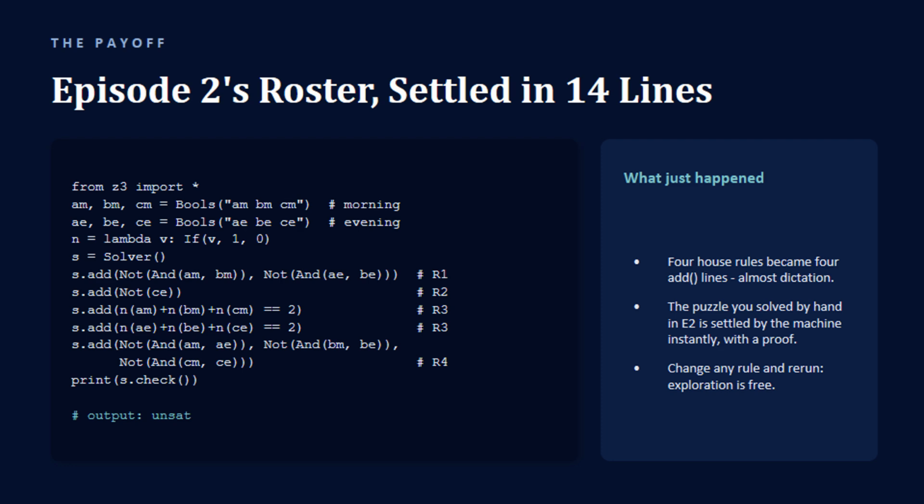Output: unsat. The machine reaches in milliseconds, with a proof, the conclusion that took us 2 failed attempts by hand. And notice what the side panel says, because it is the real lesson: exploration is now free. Wonder what happens if Chloe could work evenings. Delete 1 line, rerun, and the verdict flips to SAT with a roster attached. The cost of asking what if has collapsed to nothing.